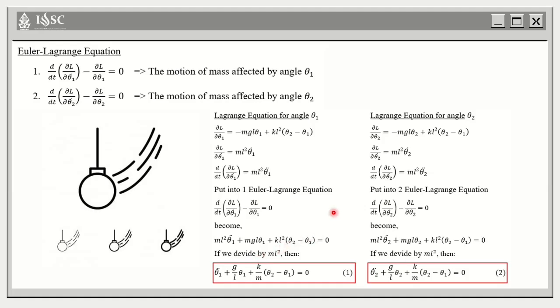Next, we use the same steps to find the second Euler-Lagrange equation, to have this equation of motion for the second pendulum. Okay, so now we have obtained the equations of motion. The next challenge is we need to solve the equations of motion to obtain the general solution.